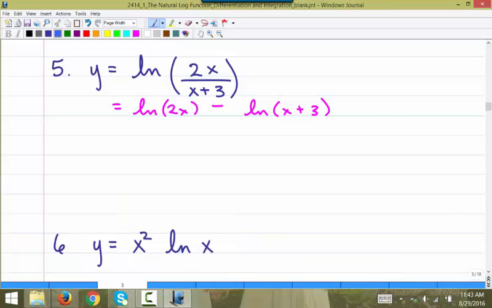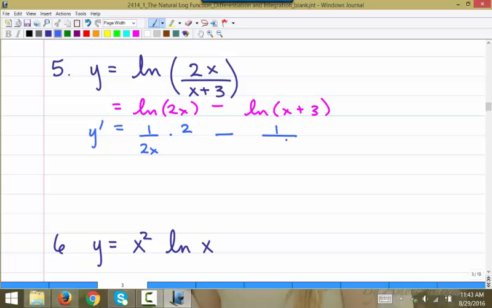All right, when we take the derivative of number 5, I get y prime equals 1 over 2x times the derivative of 2x, which is 2, minus 1 over x plus 3 times 1. Derivative of x plus 3 is just 1. 2's will cancel. I'm left with 1 over x minus 1 over x plus 3.